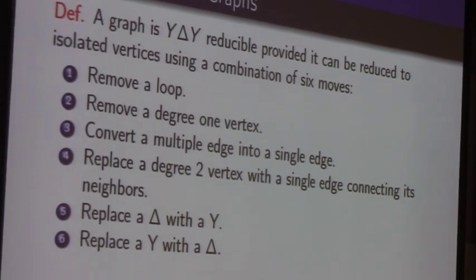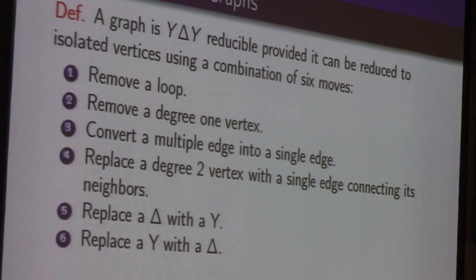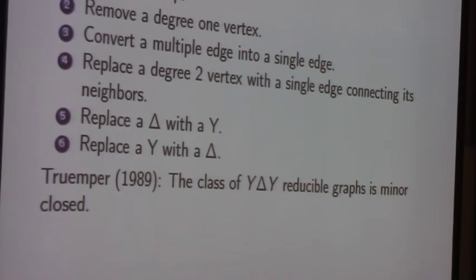They're relatively simple. It's any graph that can be reduced by 6 steps to isolated vertices. You can remove a loop, you can remove a degree 1 vertex, you can convert a multiple edge to a single edge. You can replace a degree 2 vertex along some edge by erasing that vertex and leaving just one edge. And then you can replace any triangle by adding an extra vertex in the middle and making it into a Y shape, or you can take a Y and make it into a triangle. So you do this in all possible ways, and if the graph can be reduced to isolated vertices, it's Y-delta-Y reducible. Truemper showed in 1989 that this class of graphs is minor closed, so it's going to be characterizable by a finite set.